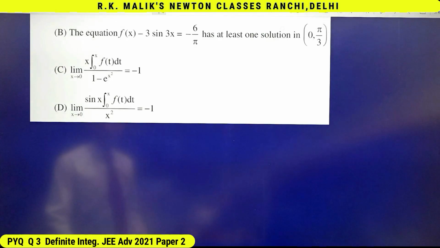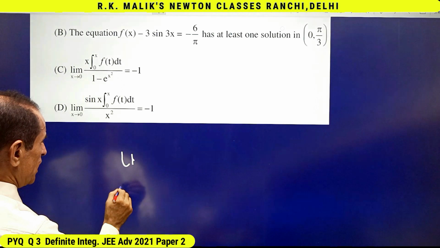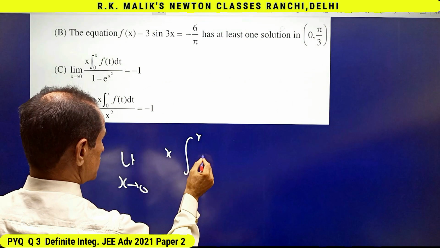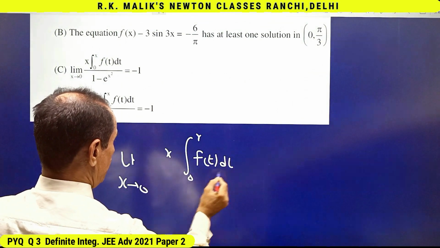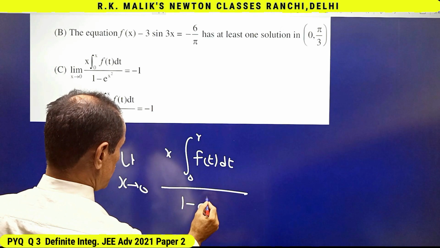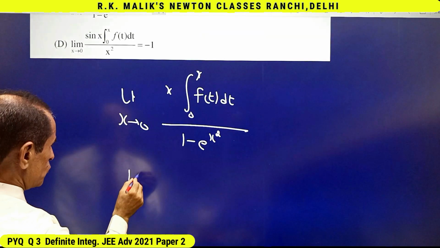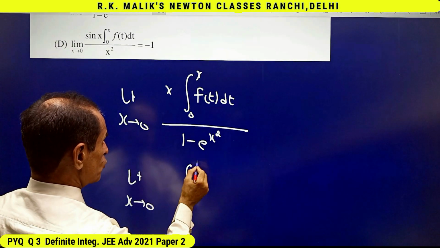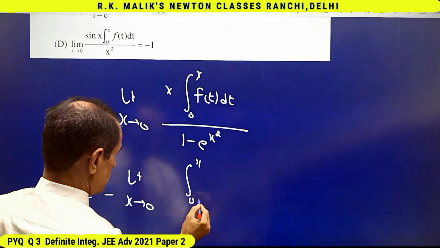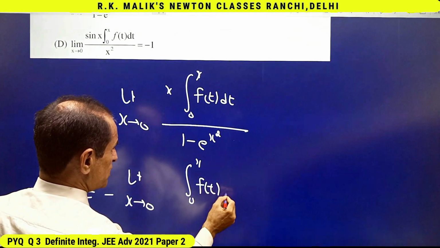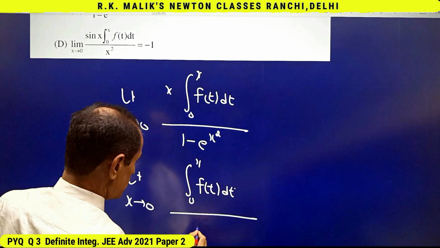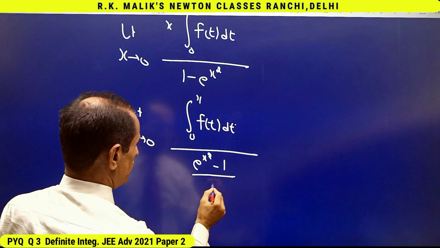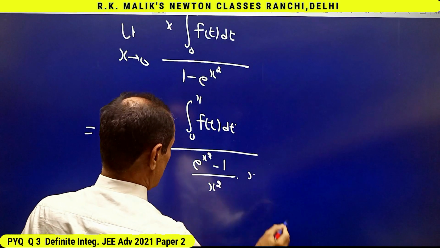And for the C part, let me find the limit as x tends to 0 of the integral from 0 to x of f(t) dt upon 1 minus e to the power x². This is equal to the limit as x tends to 0 of the integral from 0 to x of f(t) dt upon (e^(x²) − 1) upon x² into x.